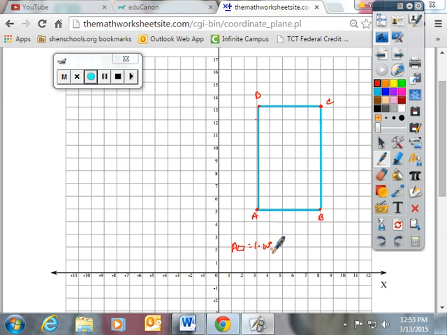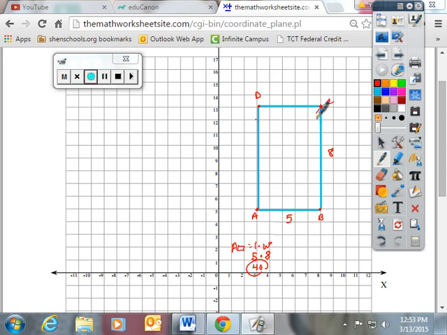So we talked about calculating the length on a coordinate plane by counting the units: 1, 2, 3, 4, 5. This is 5 units in length. 1, 2, 3, 4, 5, 6, 7, 8, 8 units in width. So the area of this is 5 times 8, or 40 square units that fit inside the shape. And it's really easy on a coordinate plane to understand that.